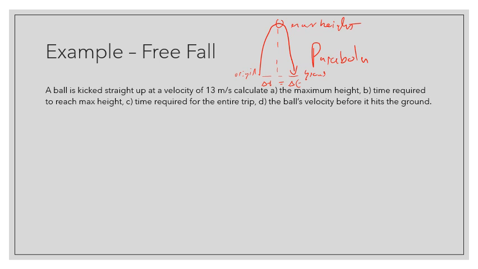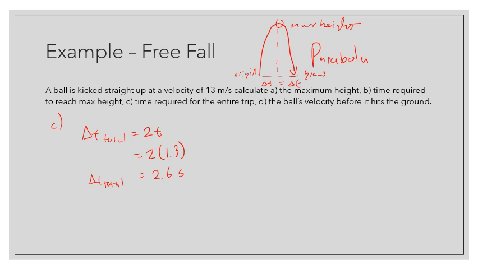So that means that delta T total is equal to 2t. So that's equal to 2 times 1.3, because we knew that it took 1.3 seconds to get to max height. So that means that time total is 2.6 seconds.